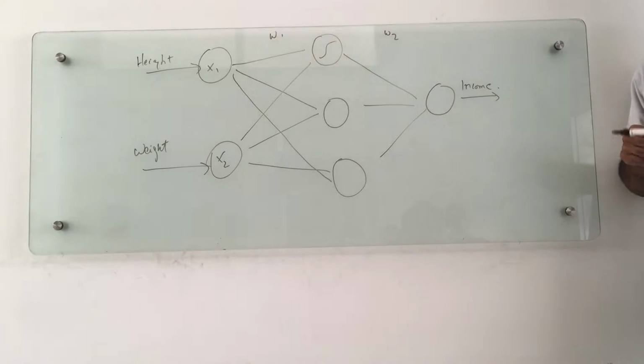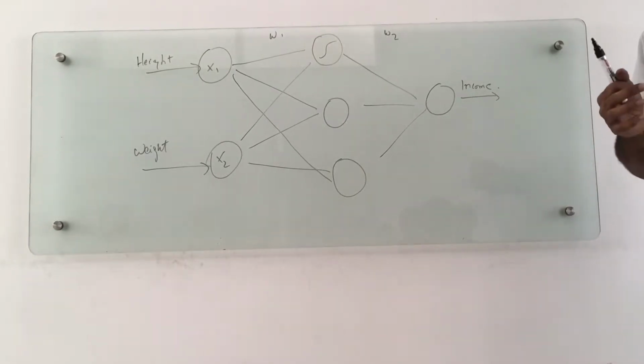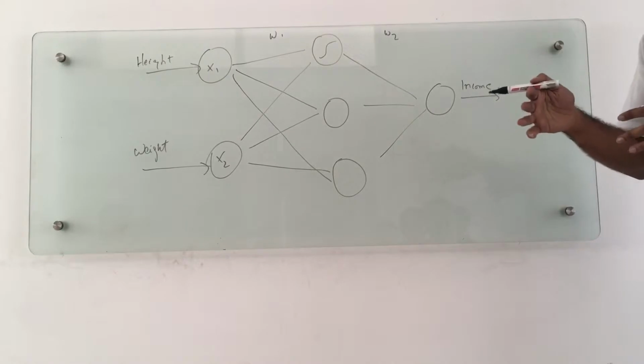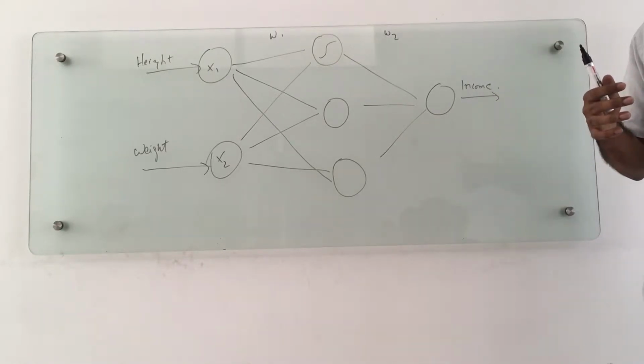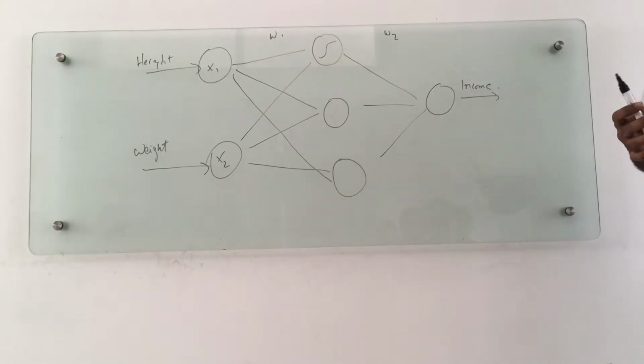Correct. What are those weights? This is a neural network for linear model? No, this is a neural network, period. Neural network is a model in itself. It doesn't make sense to say neural network for linear model. Linear is one model, neural network is another model, like that.